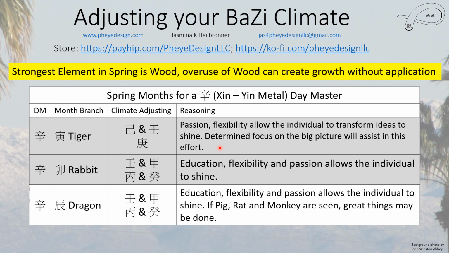But that's the key. For the sin metal born in the month of the rabbit, education is important. And of course, education tends to make you more flexible, but you have to really also concentrate on not becoming too focused. You have to remain flexible.